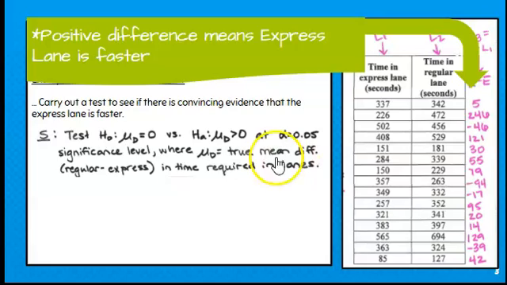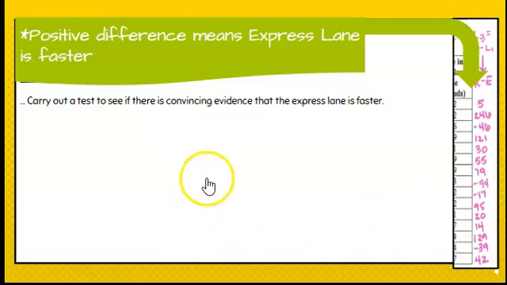Okay? So use mu of D and make sure you define what difference you are looking at. And should the differences be negative or positive? In this case, we want a positive difference. So let's keep going. Alright, so now we're on our plan step.